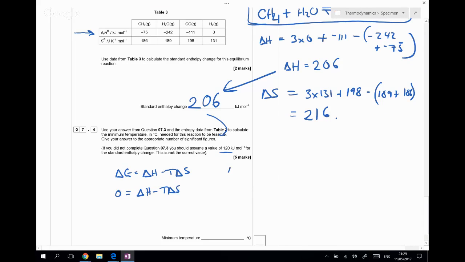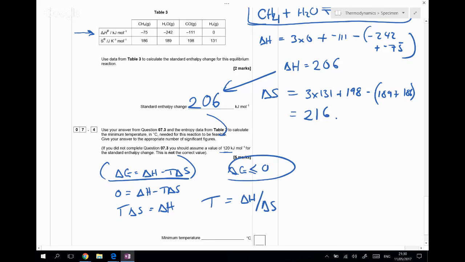It's probably worth pointing out that the reaction becomes feasible when delta G is less than or equal to 0. We rearrange to the temperature times the entropy, and then we can rearrange for the temperature. You don't have to show all of these steps. The key things to point out for your marking are your equation, and I would always point out that reactions are feasible when delta G is less than or equal to 0. Finally, we just need to put some data in, making sure that we include sensible values.